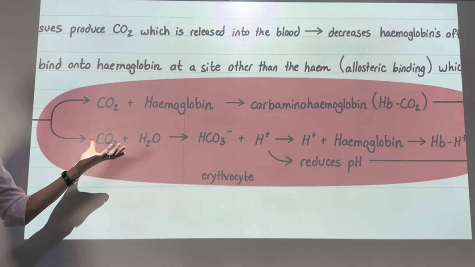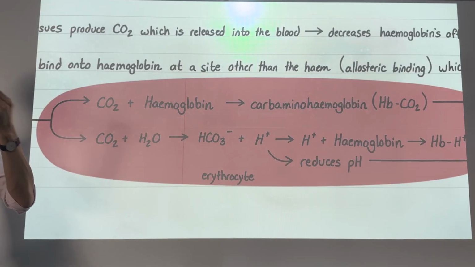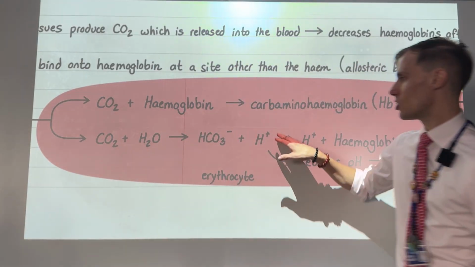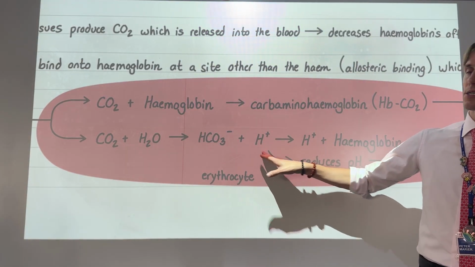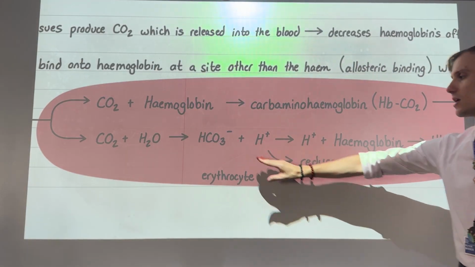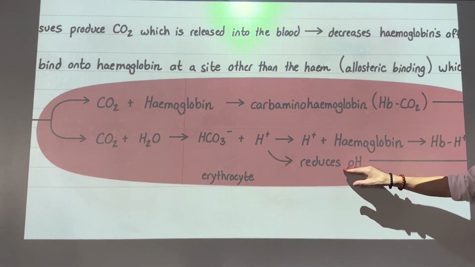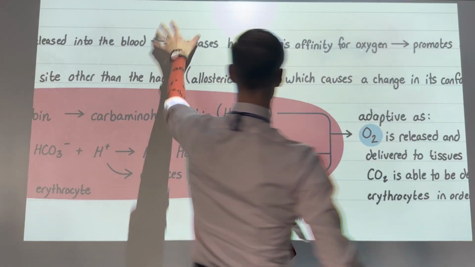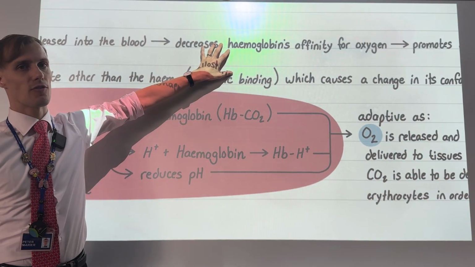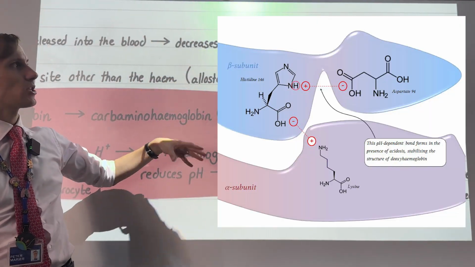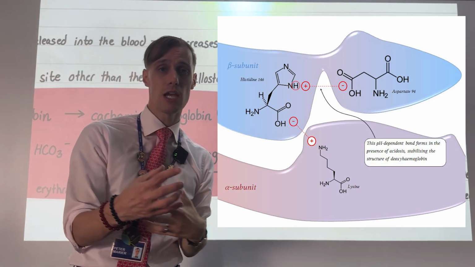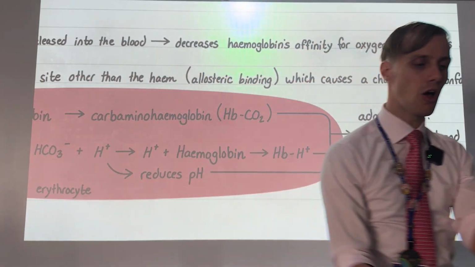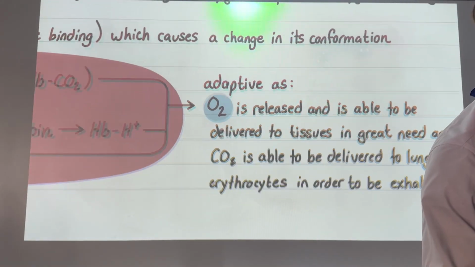Something else that could happen though is carbon dioxide, those of you studying chemistry should be well aware of, is carbon dioxide in the presence of water can form bicarbonate and carbonic acid. And once that happens, you start to form hydrogen ions. As hydrogen ions are formed, this reduces the pH. If you reduce the pH, this actually decreases hemoglobin's affinity for oxygen because it actually induces a conformational change, making oxygen binding less likely.